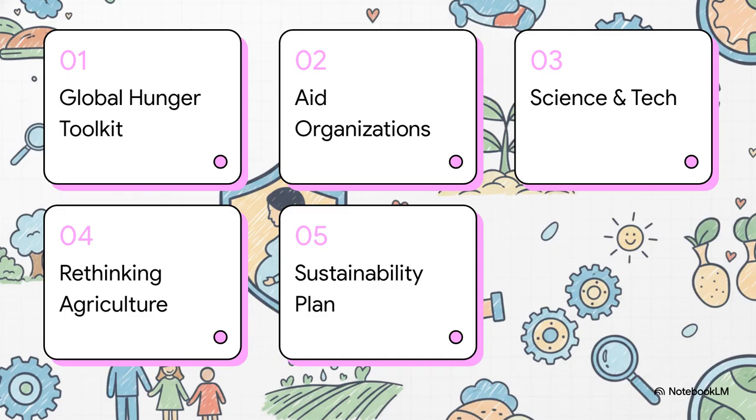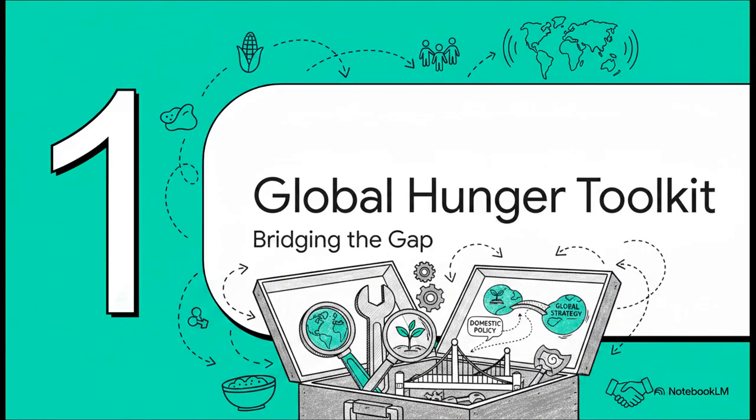Let's get into it. Section 1. The Global Hunger Toolkit. We are bridging the gap between everything you learned in your previous lesson on domestic food policy and the highly coordinated strategy that's required worldwide.